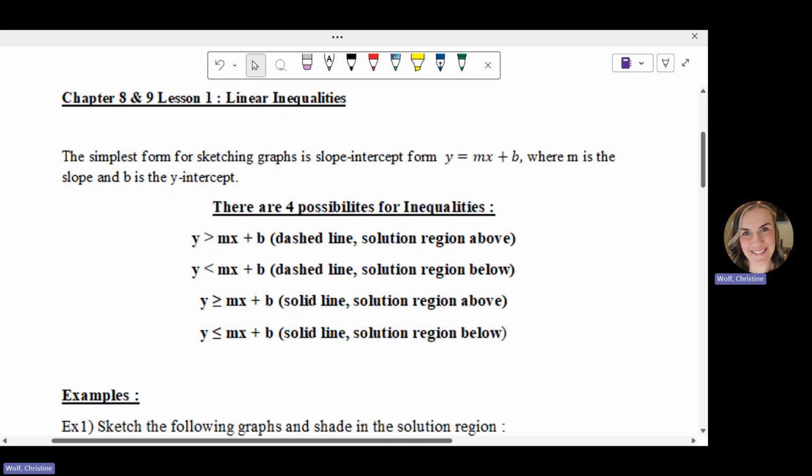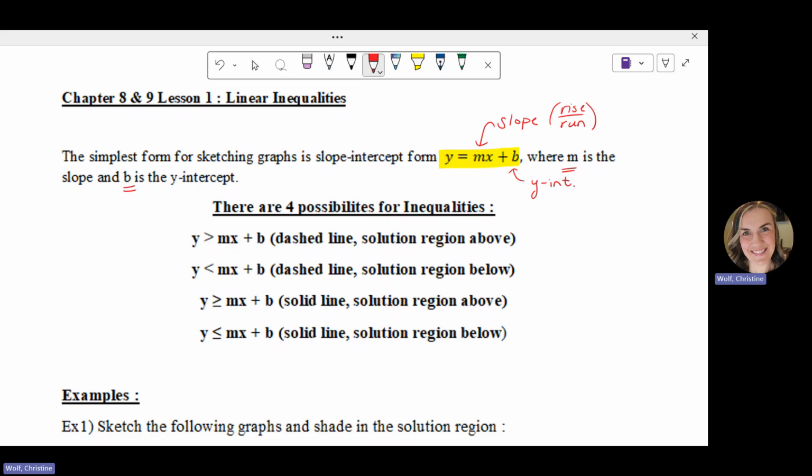First of all, I just want to remind you of slope-intercept form, y equals mx plus b. You learned about that back in grade 9, right? M, this value right here, is the slope, so our rise over run of our line. And b, the constant at the end, that's our y-intercept. That's where we're going to start on the y-axis. This is going to come back very naturally to you because you have done this before.